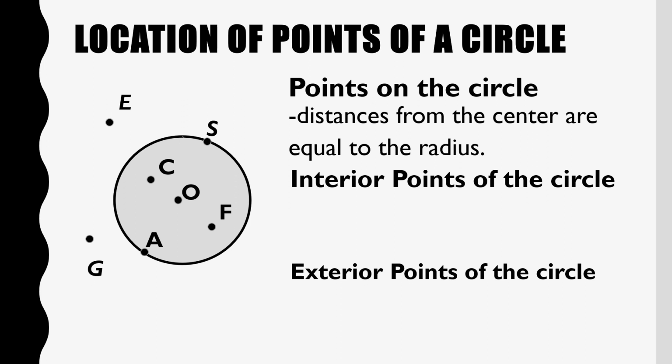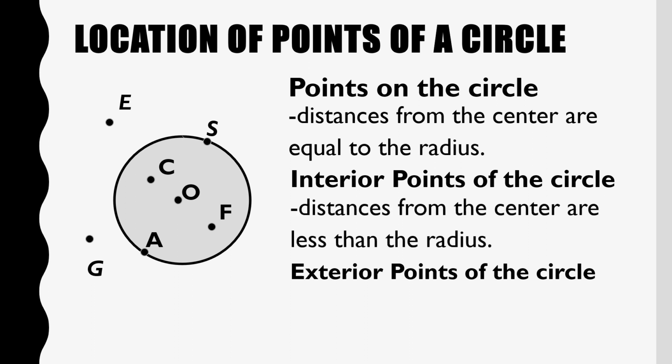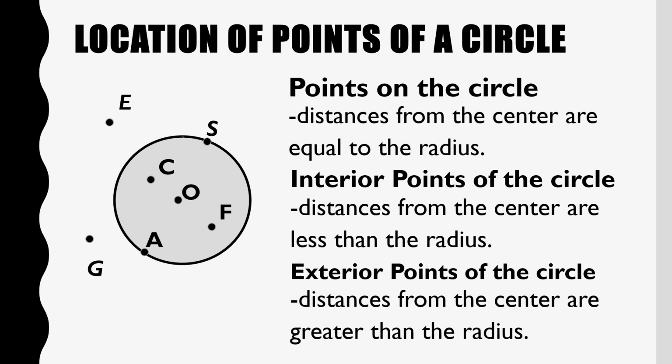The interior points of the circle is a collection of all points of the circle whose distances from the center are less than the radius. In this case, we have point C and point F. And the exterior of the circle is the collection of all points of the circle whose distances from the center are greater than the radius. And we have here point E and point G as exterior points of the circle.